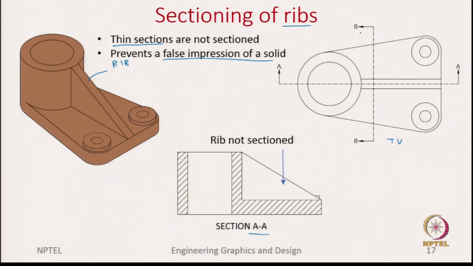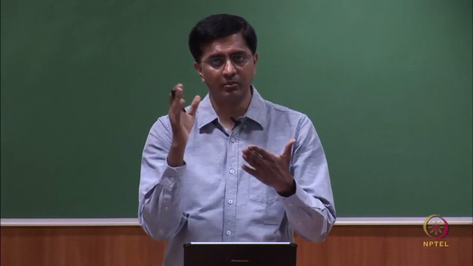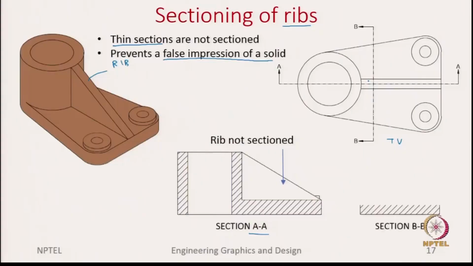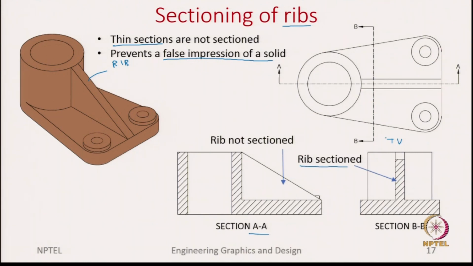So, now let us see the section BB, where we are cutting the rib, but this time we are not cutting it in a thin fashion. Which means we are not cutting by the cross section of the rib, but at a different section. But here you notice that you show the rib as section. The reason why you show the rib as section is because there is a lot of thickness there, in front and behind the direction of cut line BB.